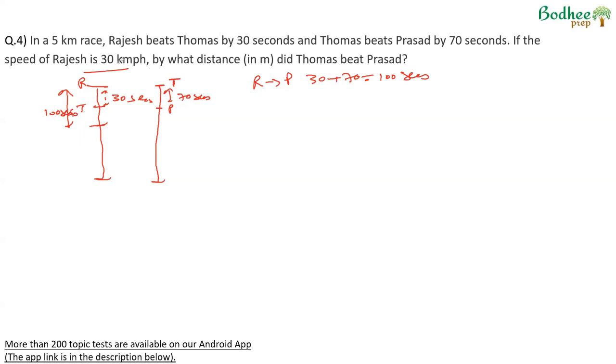Speed of Rajesh is 30 kilometers per hour. Therefore, Rajesh will do 5 kilometers in 5 by 30 hours, which is 1/6 of an hour, into 60, so 10 minutes. So Rajesh finishes the race in 10 minutes, or 600 seconds.